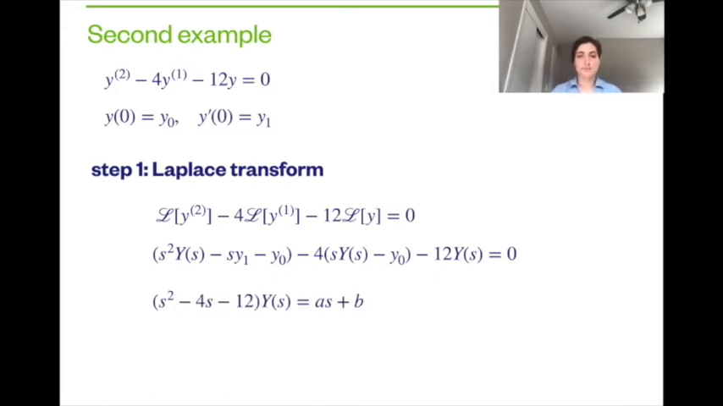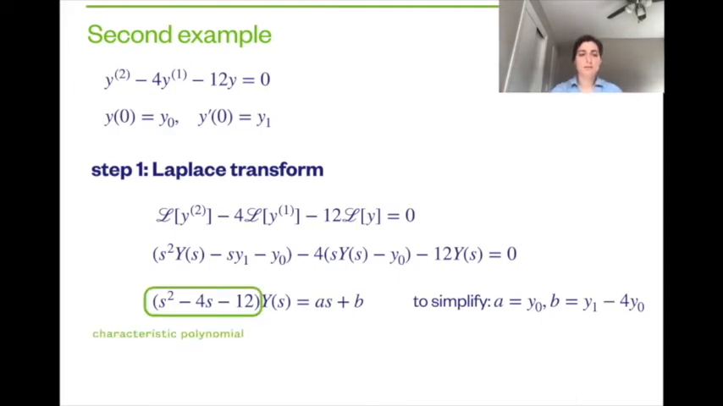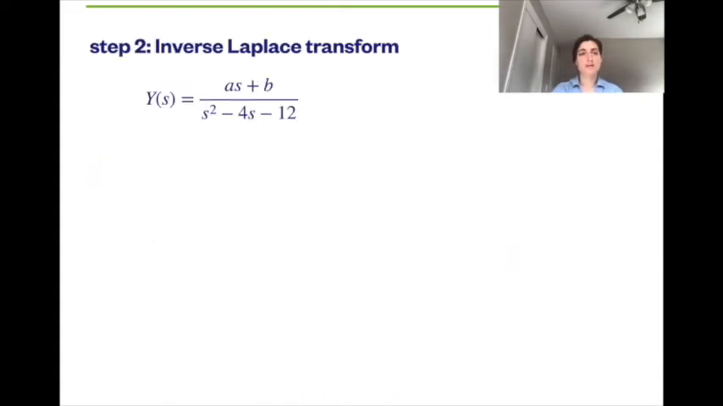So we simplify as we did last time, and we introduce A and B just to not keep track of all the y0s and y1s. And we notice that the polynomial in S multiplying the Laplace transform of y is actually the characteristic polynomial. It's always going to be the case. But the coefficients A's and B's on the right-hand side are going to change, so be careful with that. But now we have an explicit formulation for the Laplace transform of the solution of the ODE. So let's use the inverse Laplace transform of it.